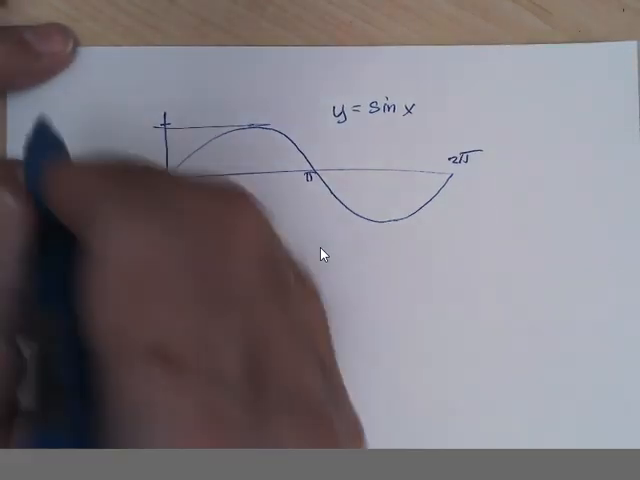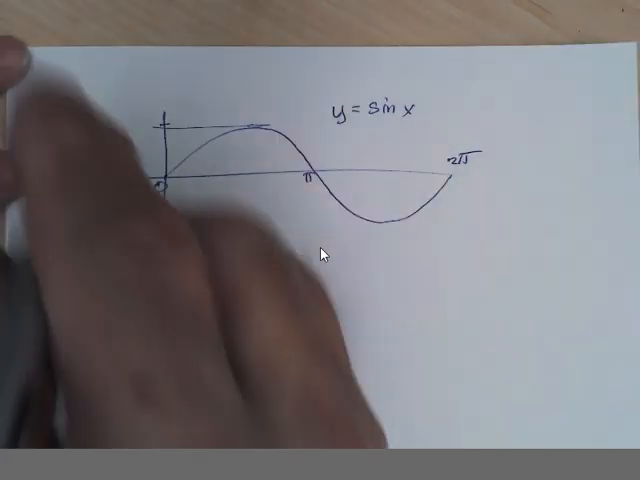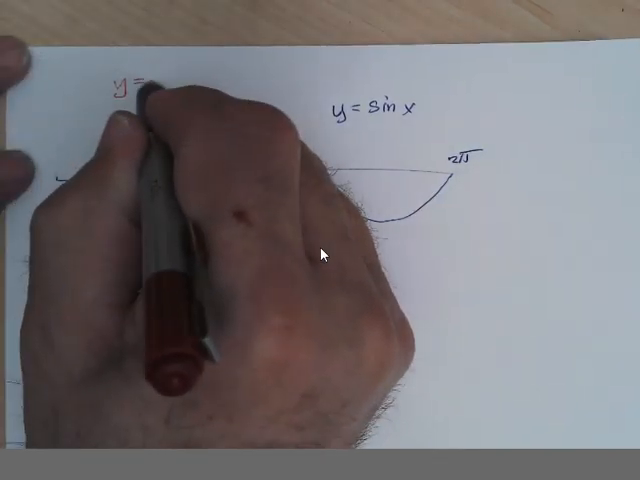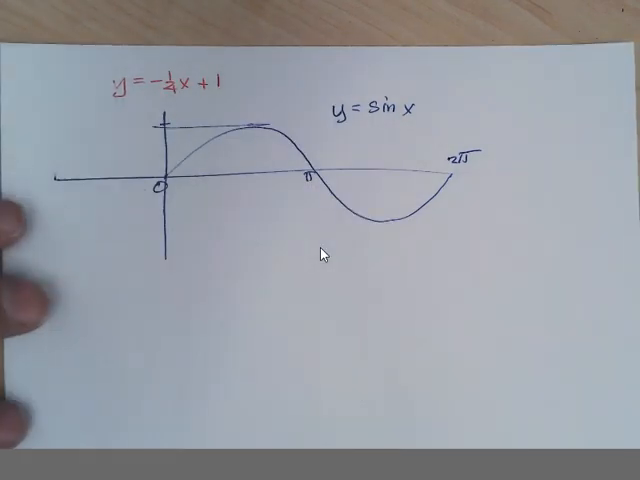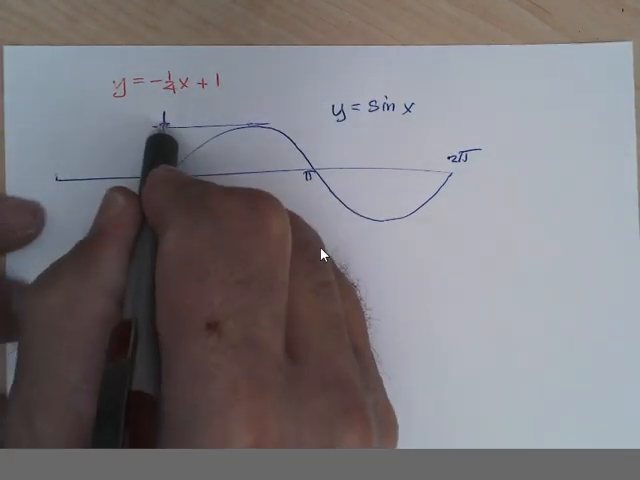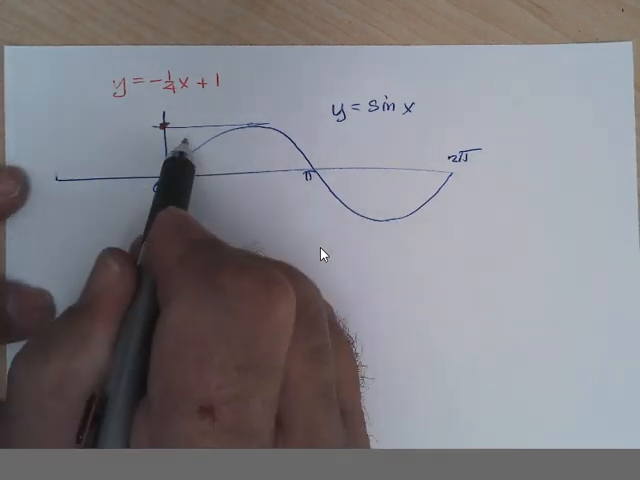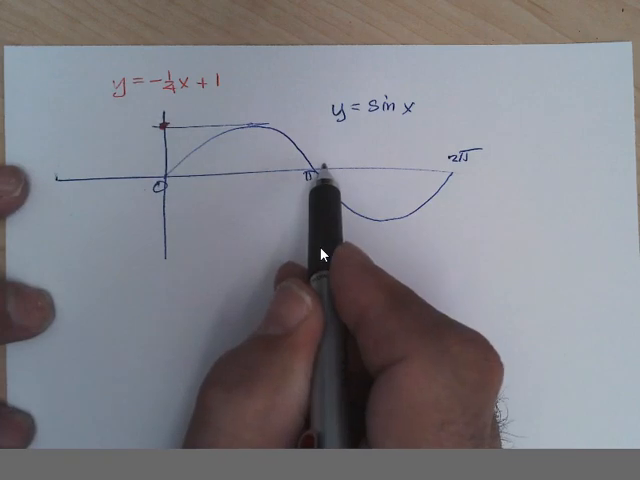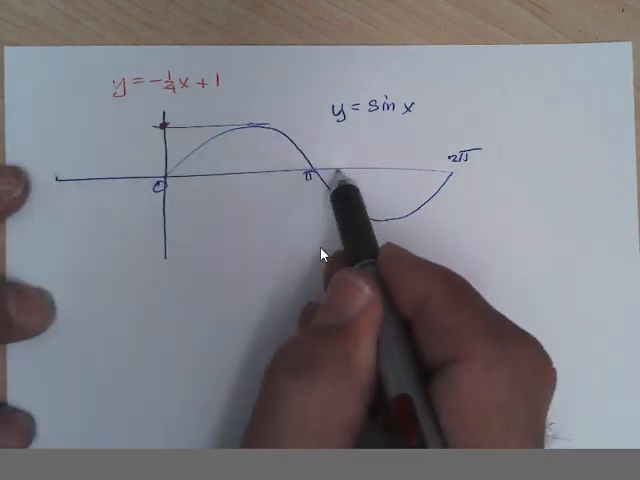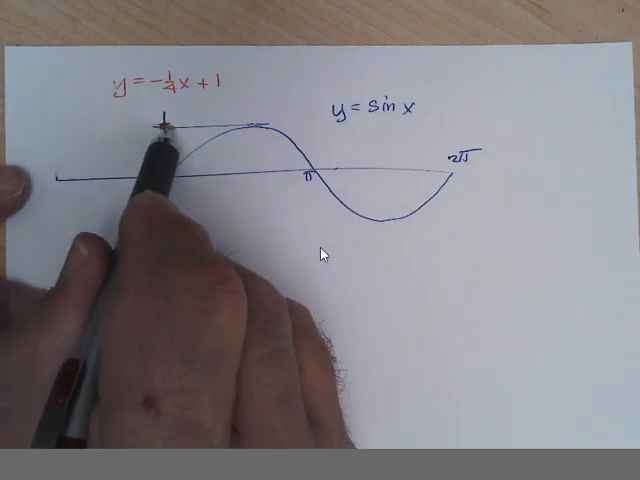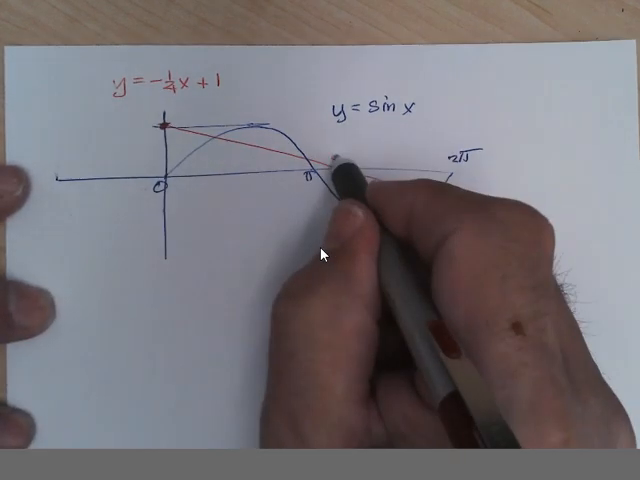And then I made another equation, I'll do it in red, y equals negative 1/4 x plus 1. So it goes through 1 on the y-axis, and it has a slope of negative 1/4. So by 4, I would be at 0. Well, here's pi, so 4 is somewhere here. This line cuts across something like that, where this crosses at 4.